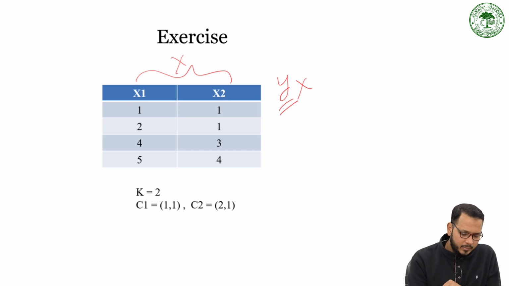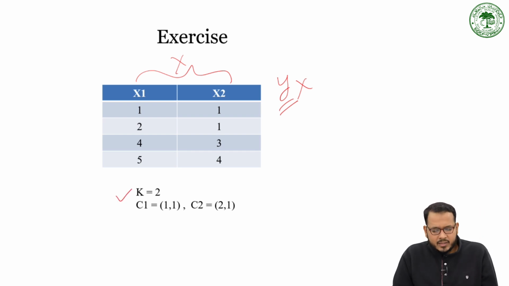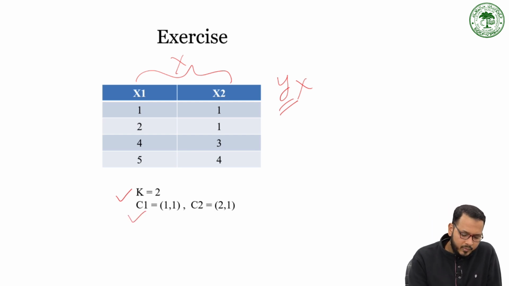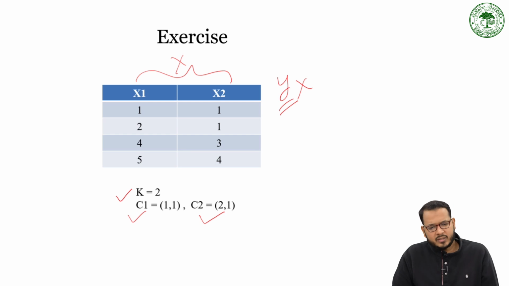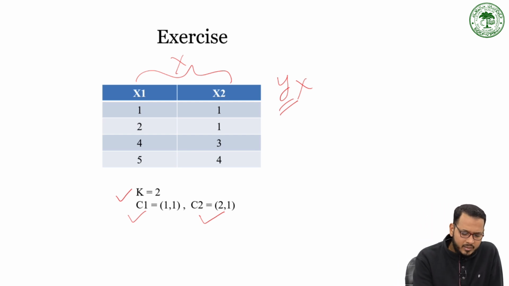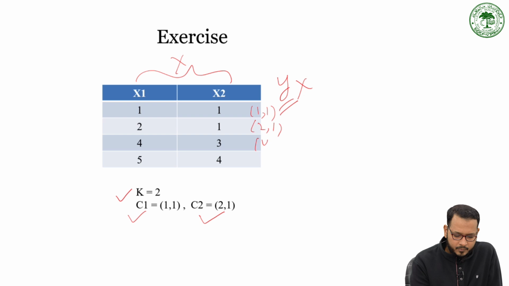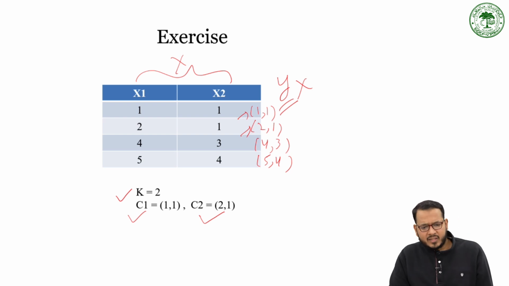We are starting the k-means algorithm where k is 2. Let's say as the initial centroid, my first centroid value is 1, 1 and the second centroid location is 2, 1. We have taken the same points. I can write the points as 1, 1, 2, 1, 4, 3 and 5, 4. So we have considered this point and this point as the starting location of the two centroids.